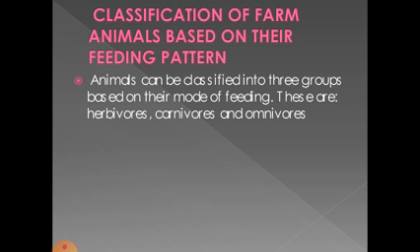Classification of farm animals based on their feeding pattern. Animals can be classified into three groups based on their feeding pattern. Herbivores are animals that feed only on plants, while carnivores are animals that feed only on flesh. Omnivores, on the other hand, are animals that feed on both materials of plant origin as well as animal origin. Examples of farm animals that are herbivorous are cattle, sheep, and goats.